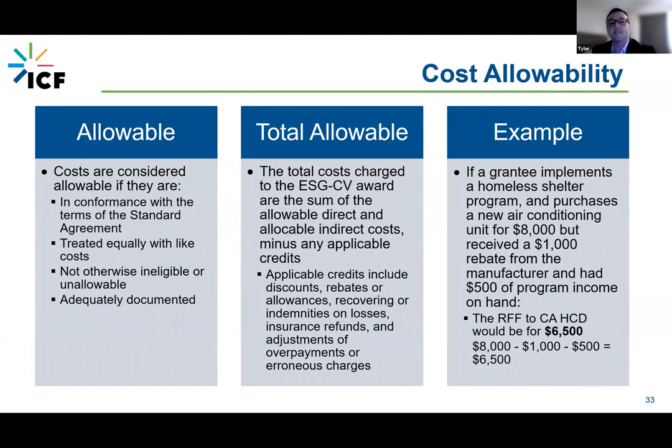So next, let's review cost allowability. A cost is allowable to charge to the ESG CV award if the goods or services involved, one, conform to limitations or exclusions set forth in the standard agreement, including the types and amounts of costs, for example, personnel costs or equipment purchases. Two, are consistent with policies and procedures that apply uniformly to costs allocable to both the ESG CV award and other non-ESG CV sources. Three, are accorded consistent treatment.